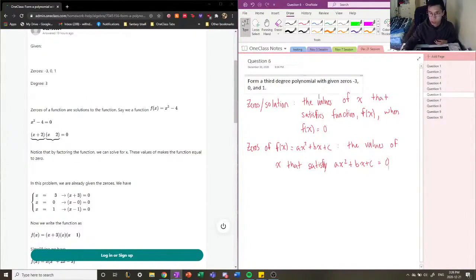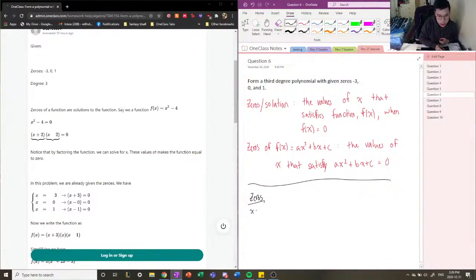Okay? In the same way, we're also going to work backwards. We're given the zeros and we need to find the factors, and by finding the factors, we can find our third degree polynomial. So we already know that our polynomial is a degree of 3, right? So going to our example here, let's look at our zeros now.